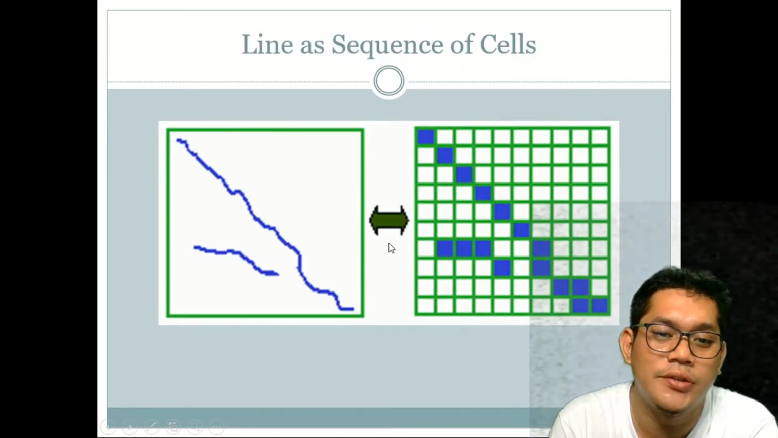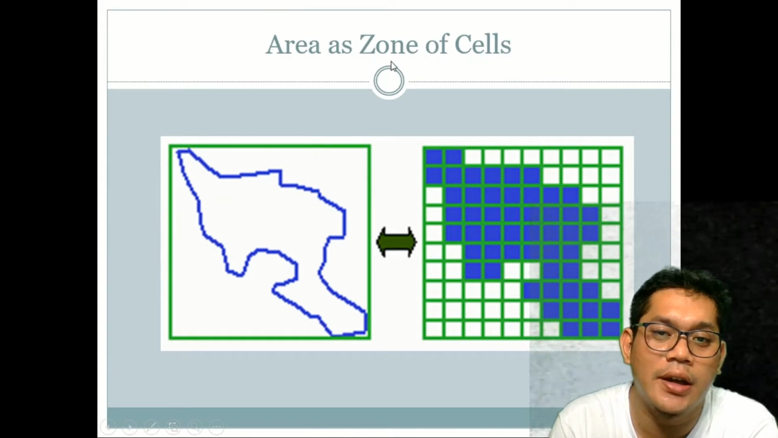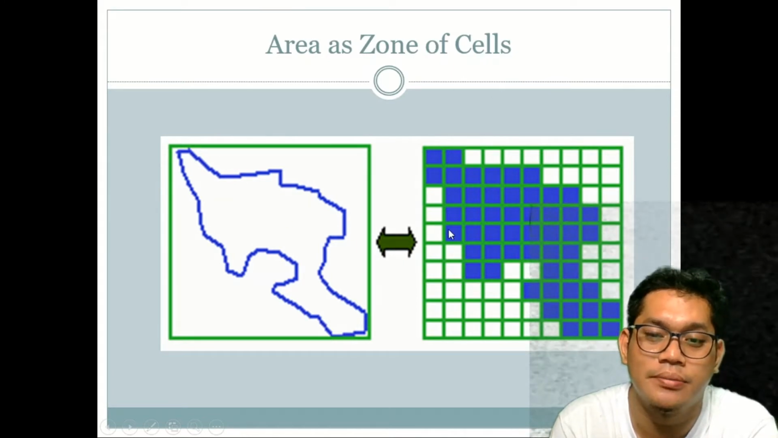A line sequence of cells becomes like this. You can see the continuity of the pixels trying to represent the shape of the line in the real world, or the area as a zone of cells, something like this.